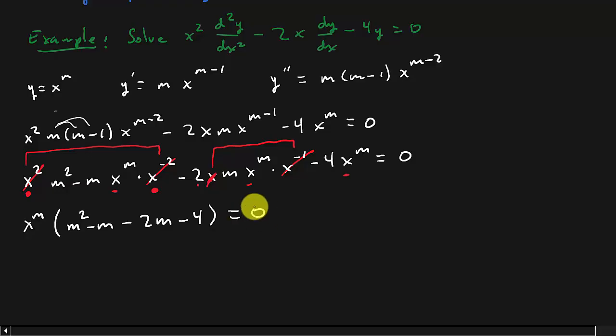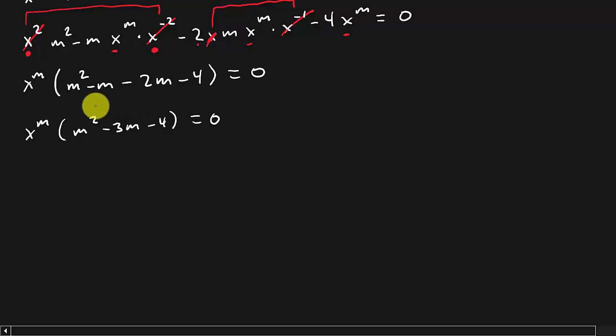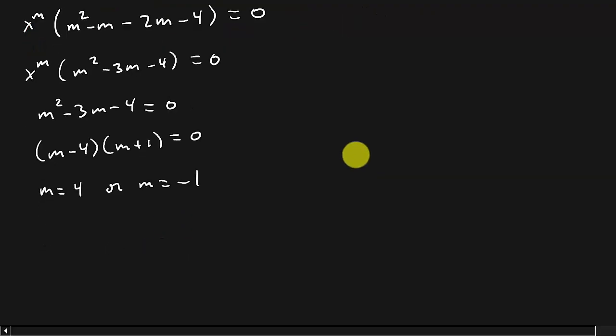All right. And so this is going to give me x to the m times m squared minus 3m minus 4 equals 0. And then what we're going to do is take this and set it equal to 0, because this term will never be 0. So we take this, set equal to 0: m squared minus 3m minus 4 equals 0. And then I factor: m minus 4 times m plus 1 equals 0. So m equals 4, or m equals negative 1.